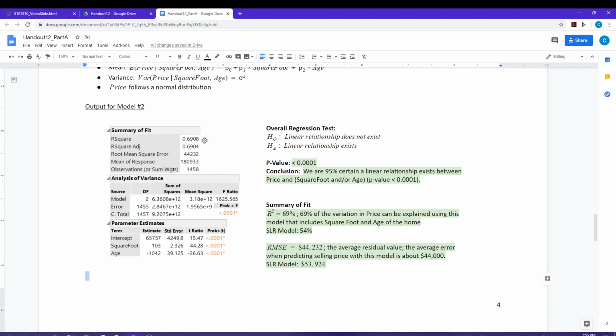My summary of fit: my r-squared before, when I just had square foot in the model, was 54%. It now jumps up to 69%. My root mean square error dropped down to $44,000. It was about $54,000 before. So including the home's age does have a positive impact on my ability to understand sale price. And that makes sense. A home that's brand new should bring more than a home that is, say, 40 years old or something.